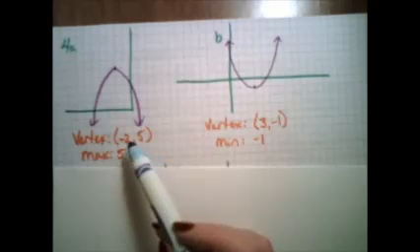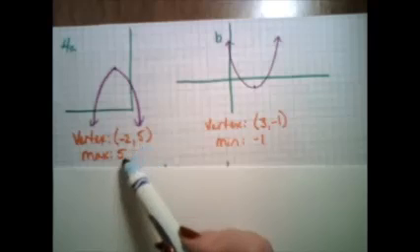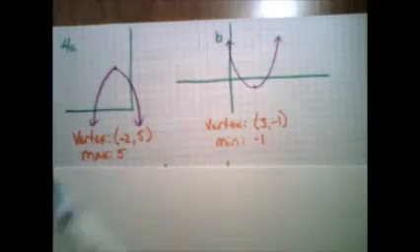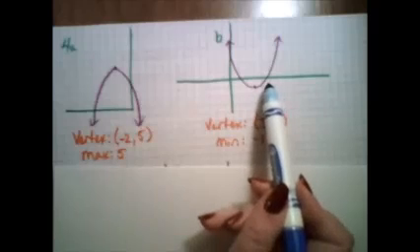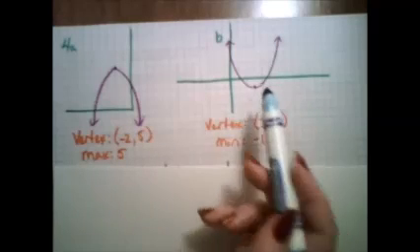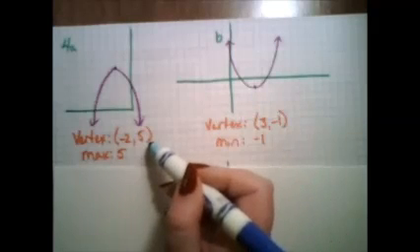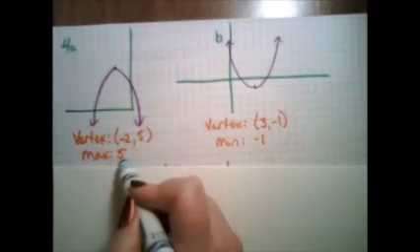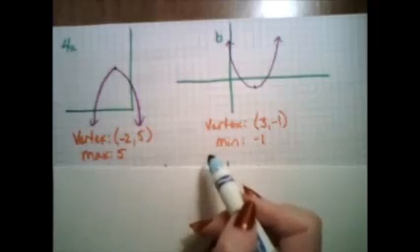So question 4 asks you for the vertex, and it asks you for the maximum or minimum value of y. So here I've drawn the vertex for 4a and 4b. I've drawn the parabola. The vertex here is (-2, 5). The vertex there is (3, -1). And I've identified the maximum and the minimum.